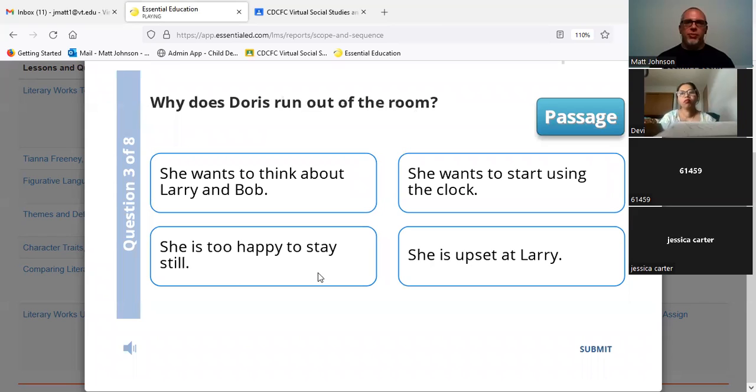And then why does Doris run out of the room? So she is upset, right? Because Larry and his thoughtlessness has said something that's like, man, why don't you just leave it? Why'd you have to make it weird? So she's upset at Larry for just being kind of a jerk about it.